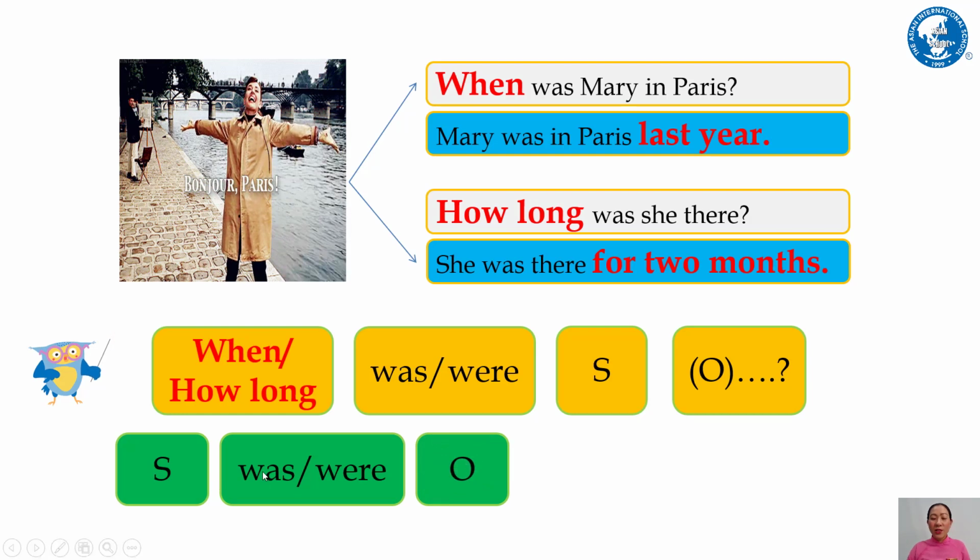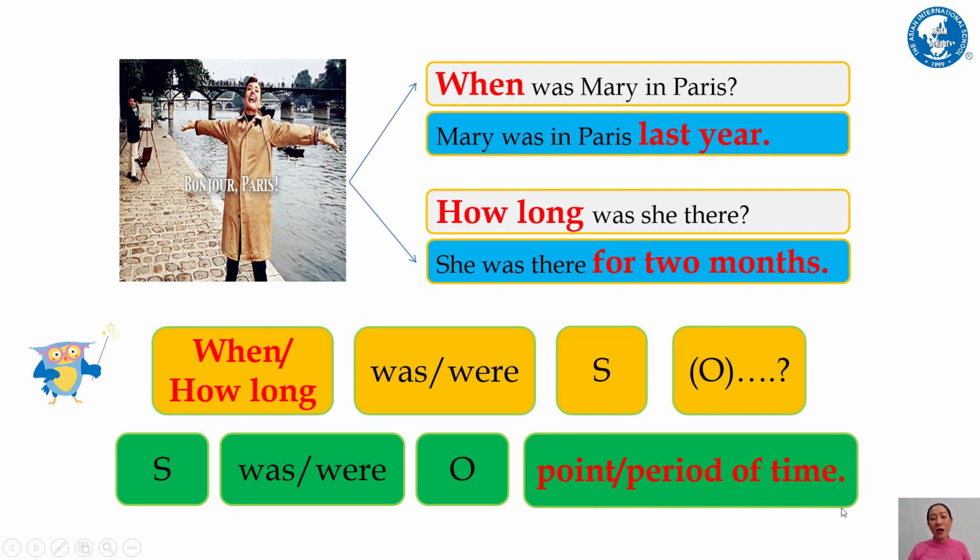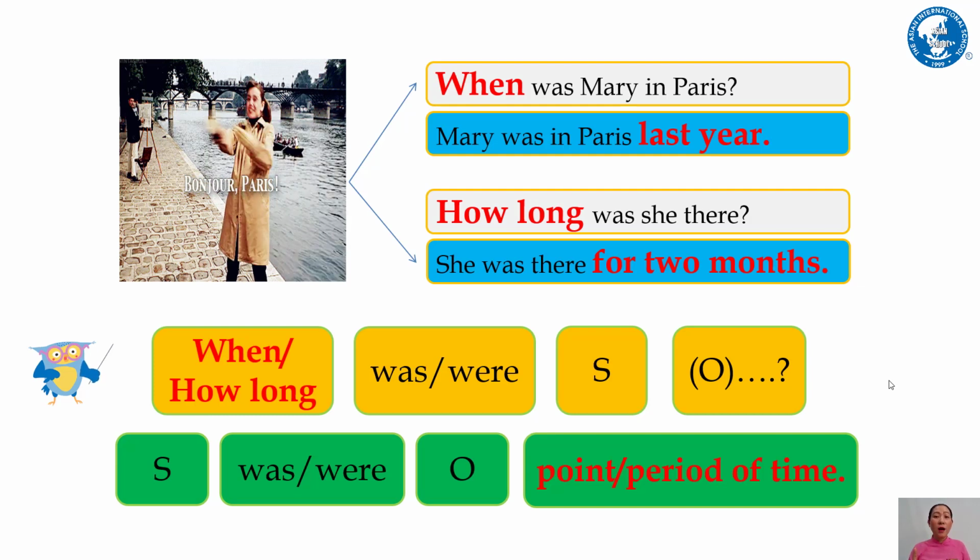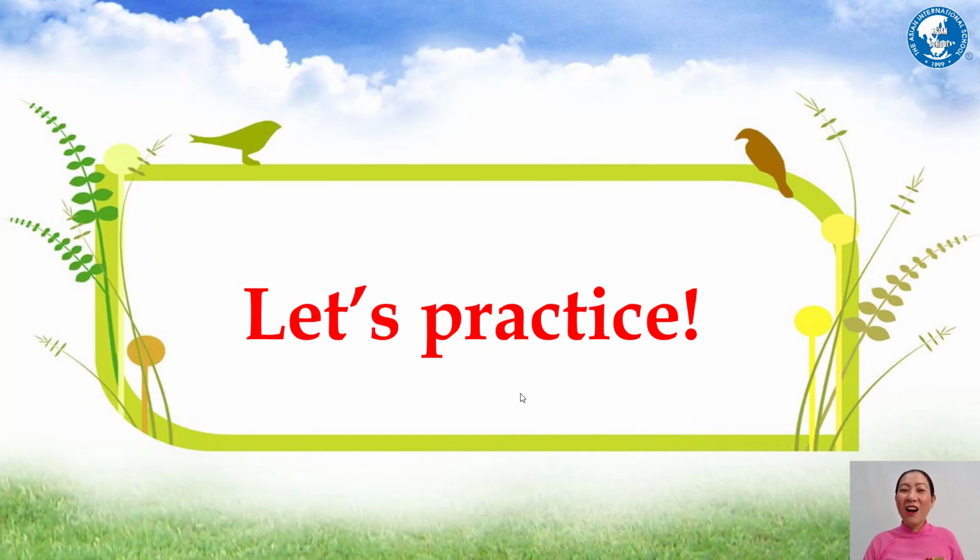An object. So everybody, tell me, what subjects do we use with to be was? I, he, she, it. You got it. High five. That's right. And how about were? You, we, they. Good job, my lovely students. And don't forget a point of time or period of time. You should copy it in your notebook. So you need a pen or pencil and a notebook. Do you enjoy the lesson today? Don't worry. Let's work on it together and you will understand more about the lesson.